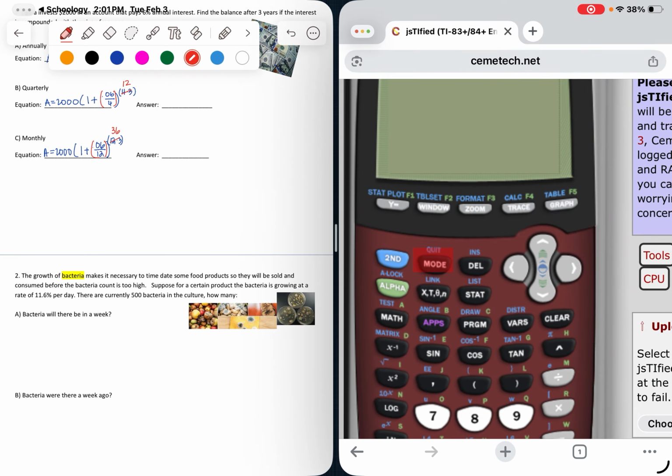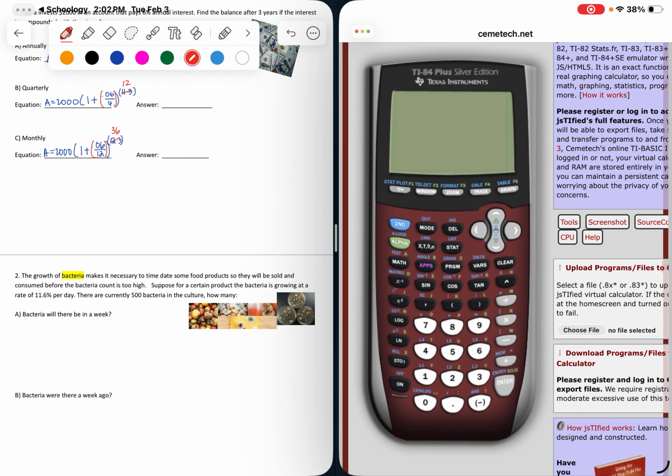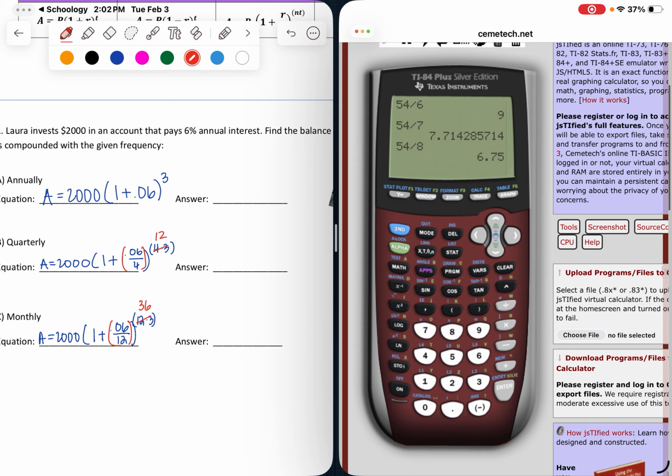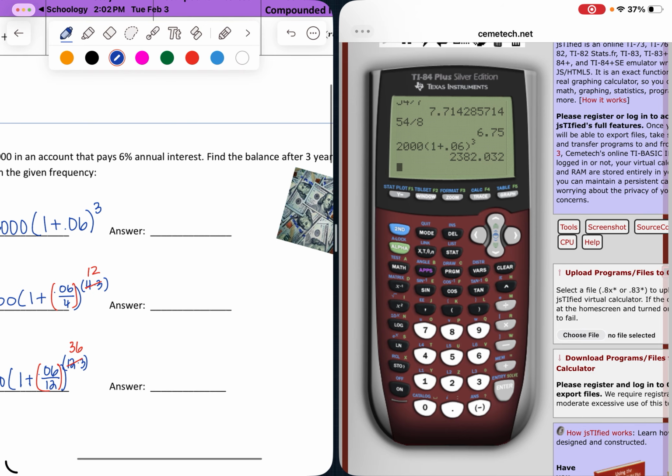Okay, good, calculator. All right, so here, excuse me, the first one. 2,000, parentheses, 1 plus 0.06, close the parentheses to the third power. Remember, this is money in account. Always reread that because if it was people, first off, it would be population. I'd be using PERT, but also I wouldn't round people to the nearest cent. All right, so this is 2382.03.